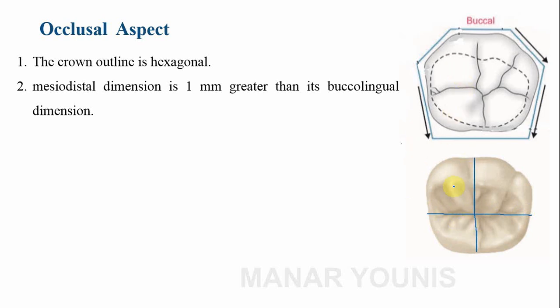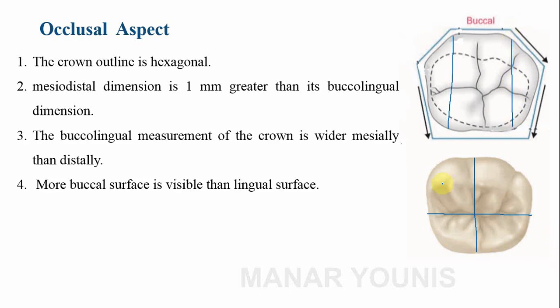In addition, the buccolingual dimension on the mesial side is greater than the buccolingual dimension on the distal side. Another feature is that more of the buccal surface can be seen compared with the lingual surface due to the lingual tilt of the crown along its root axis or long axis. So this is the occlusal table, and you can see more of the facial than the lingual.